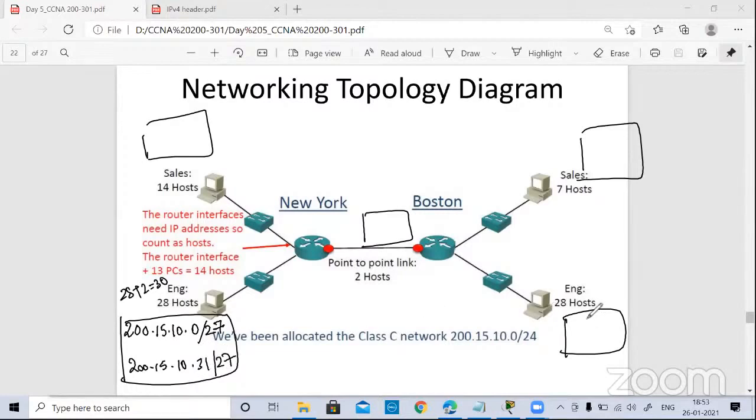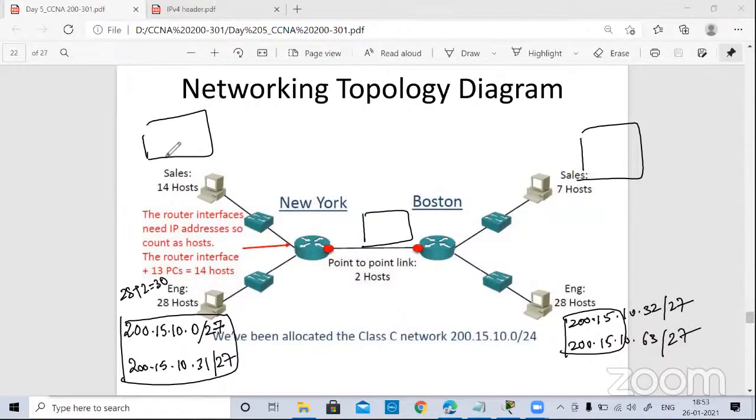Now let's go with this one. Here we'll start now. Again, this is 28 hosts. So here also we can go with /27. So we'll have 200.15.10.32/27 to, if I add 31, I get 63/27. Okay, so these two have now got /27.